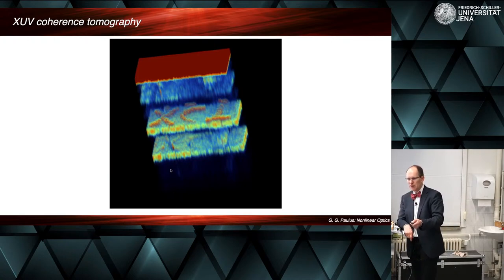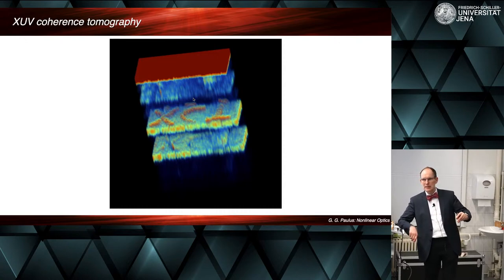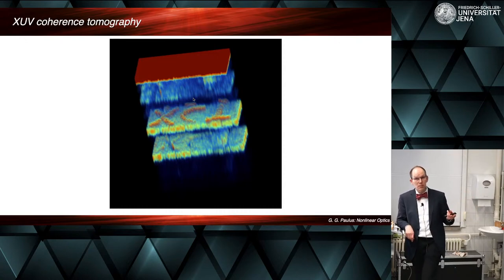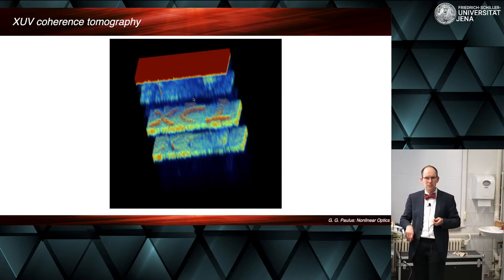This is actually one example. What we did here is that we realized what's called coherence tomography. Coherence tomography has been known for 30 years or so in the optical regime. And nowadays, if you go to the ophthalmologist to have your retina examined, better ophthalmologists have such an OCT device.